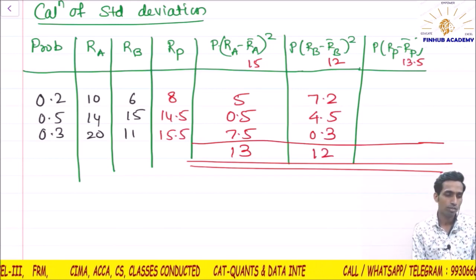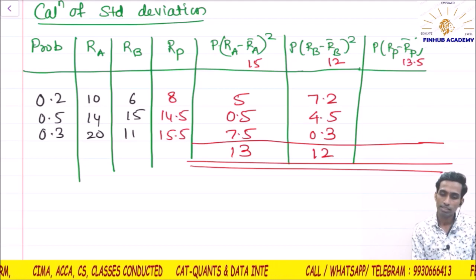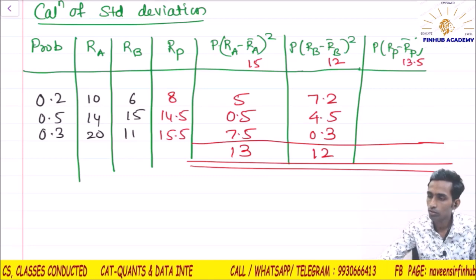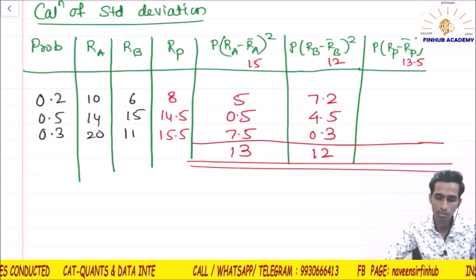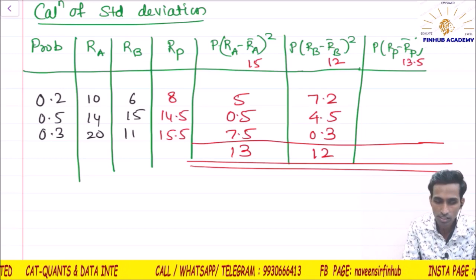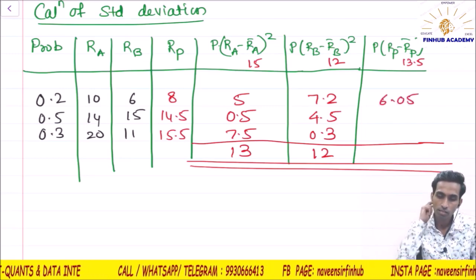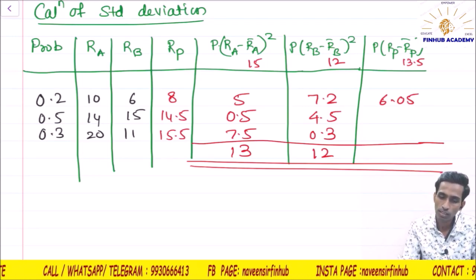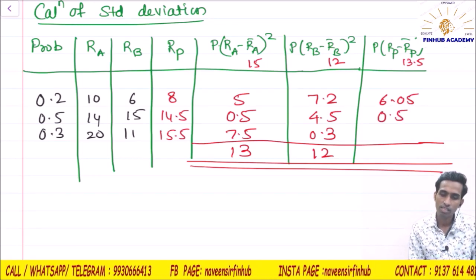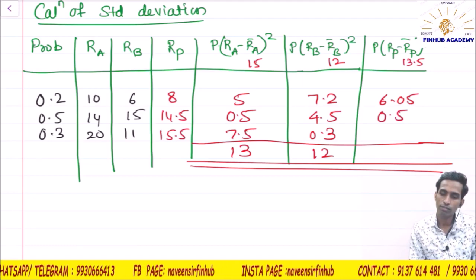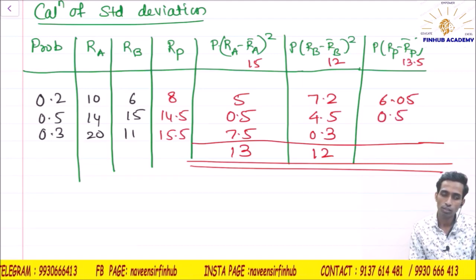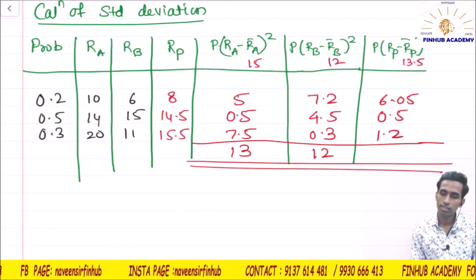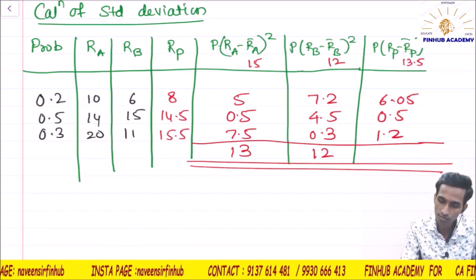Next. 8 minus 13.5. Now I'll have to use the calculator. Squared, multiplied by probability 0.2. Please check, it is 6.05. 14.5 minus 13.5 is 1. 1 squared is 1. 1 into 0.5 is 0.5. 15.5 minus 13.5 is 2. 2 squared is 4. 4 into 0.3 is 1.2. Then the total is 7.75.